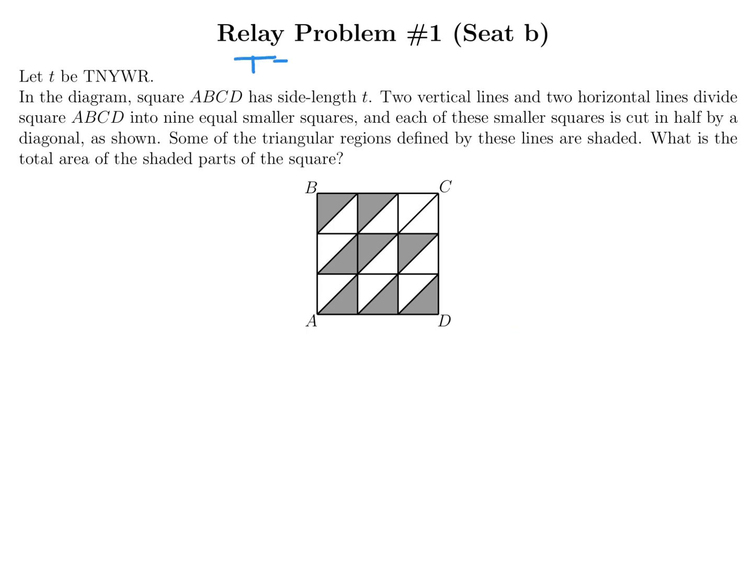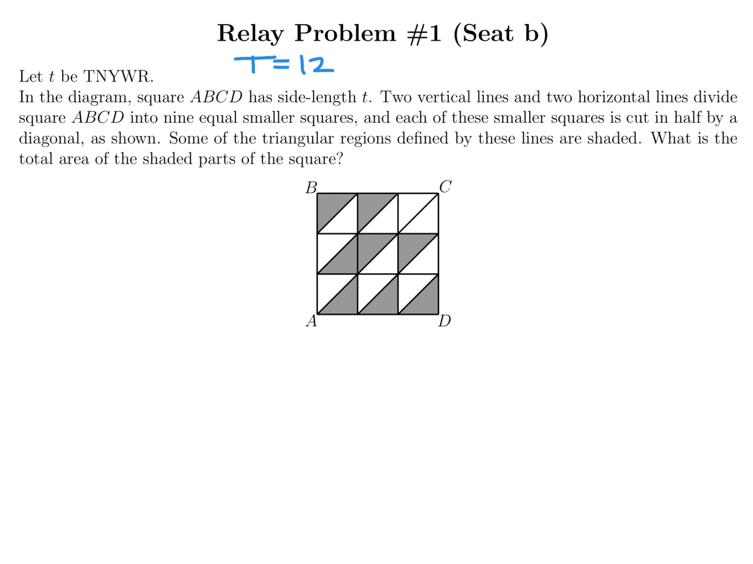T is 12, the answer to the previous question. In the diagram, square ABCD has side length t. 2 vertical lines and 2 horizontal lines divide square ABCD into 9 equal smaller squares. And each of these smaller squares is cut in half by a diagonal, as shown. Some of the triangular regions defined by these lines are shaded. What is the total area of the shaded parts of the square?